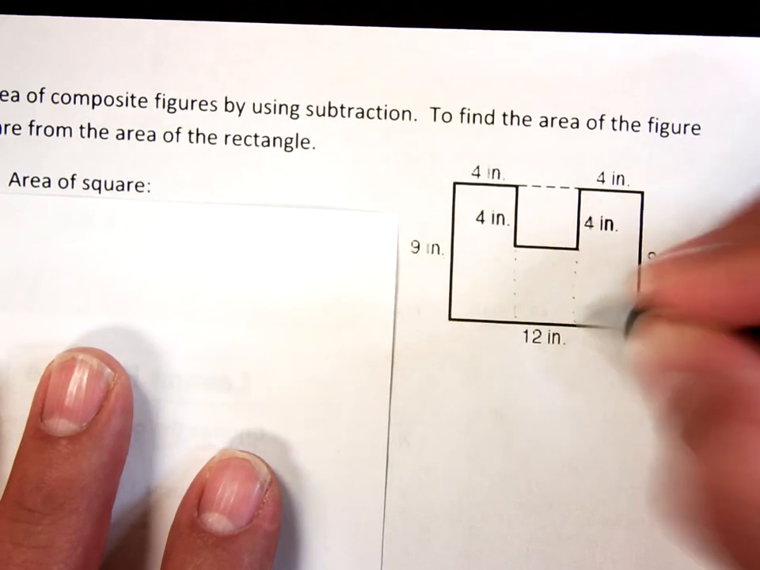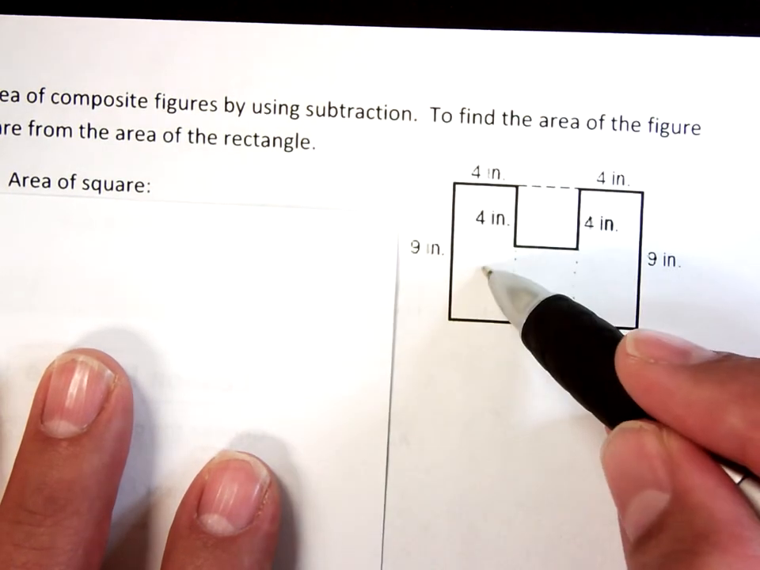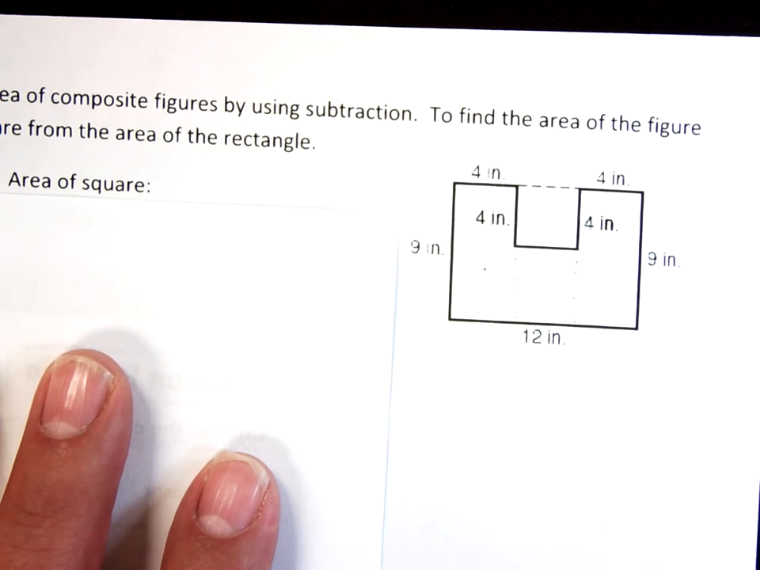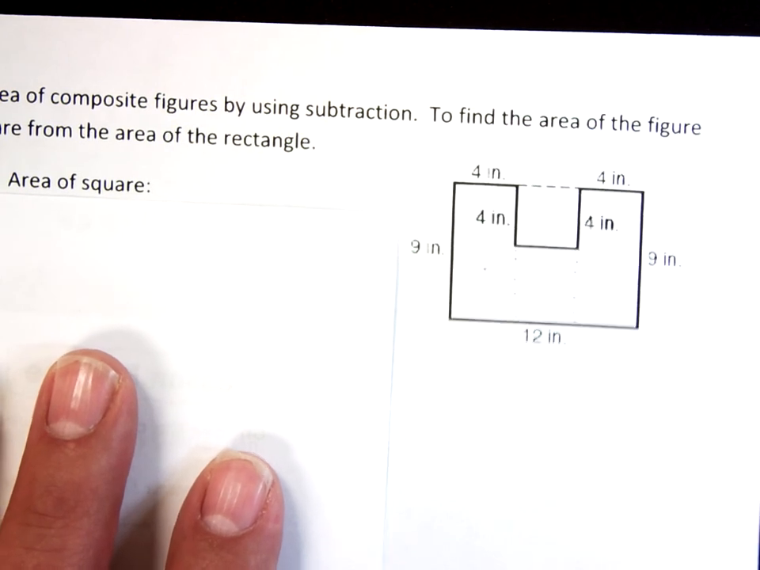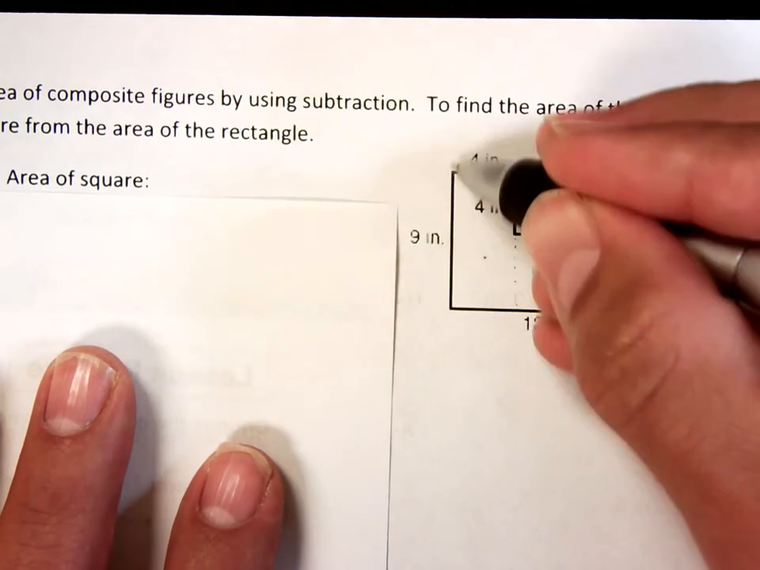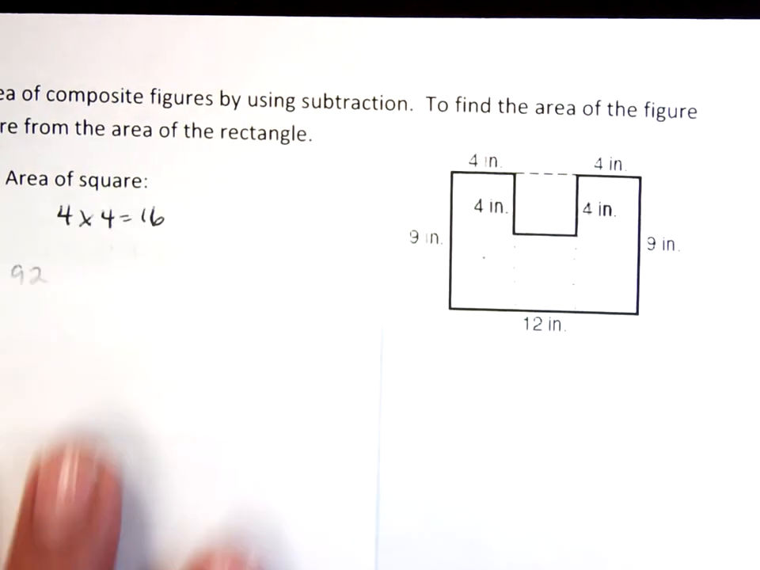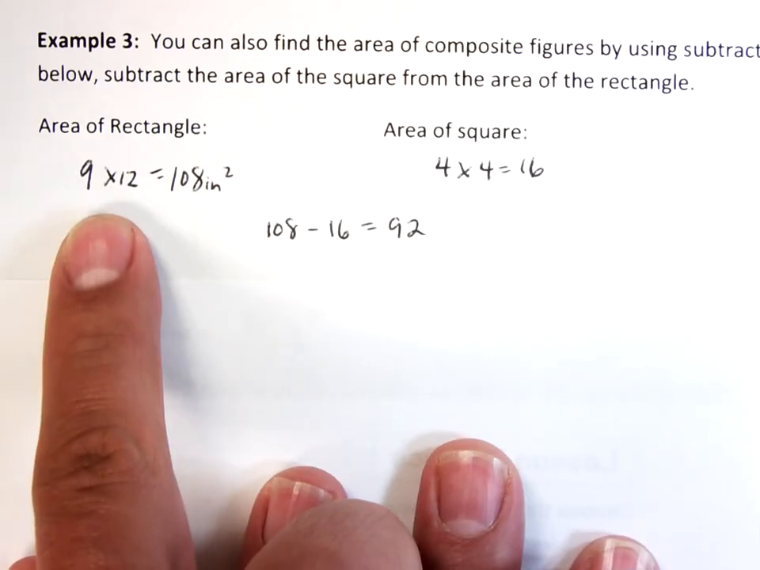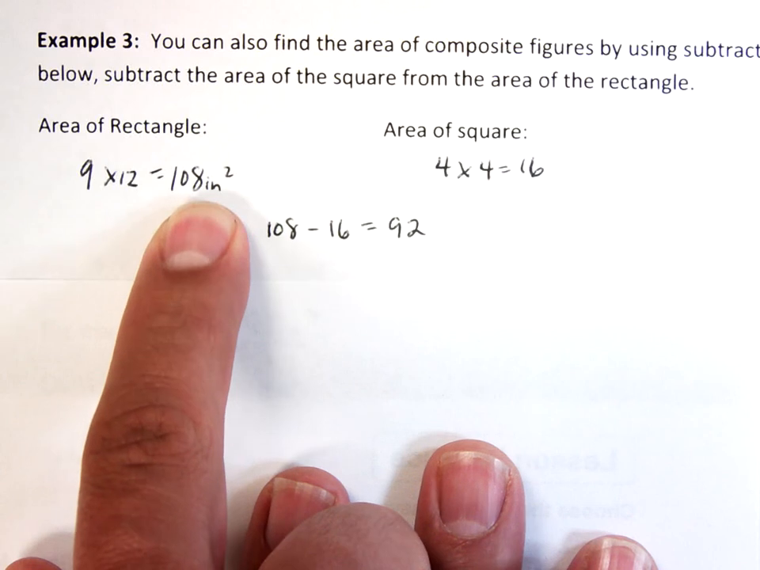I could have found the area of this rectangle, found the area of this rectangle, found the area of that rectangle, and then just added them all up. You can do that. Nothing wrong with doing it that way. Sometimes it's easier to do it another way. So this one, let's find the area of the whole rectangle, the big rectangle. It's 9 this way, and it's 12 that way. So the area of the rectangle is 9 times 12, or 108 inches squared.